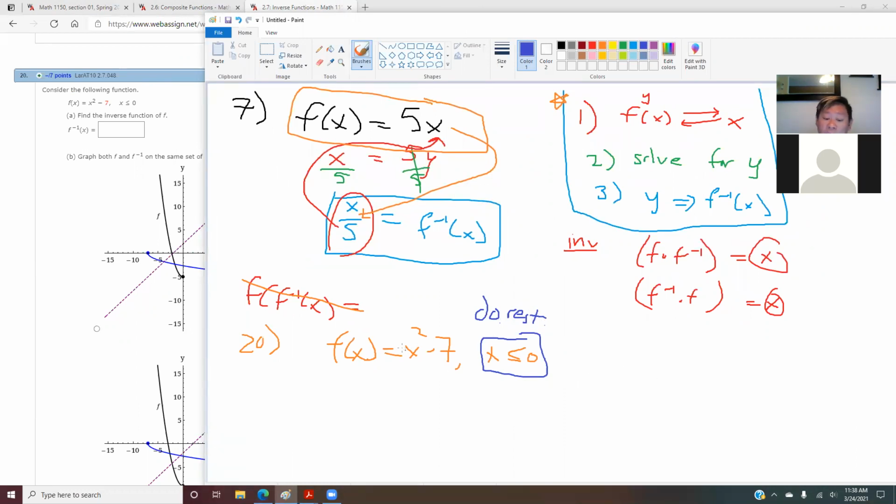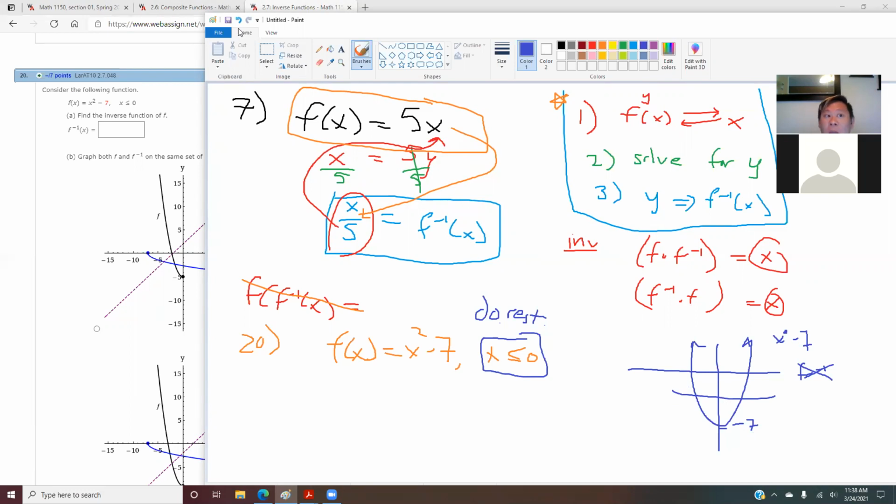The reason why is because the graph of x squared minus 7 is a parabola that goes down to -7. This is x squared minus 7. Another way that we can figure out that x squared minus 7 does not have an inverse function is because it fails the horizontal line test. When you draw a horizontal line, you can only intercept the graph 1 time. If you intercept more than 1 time, like in this case, it does not have an inverse function.